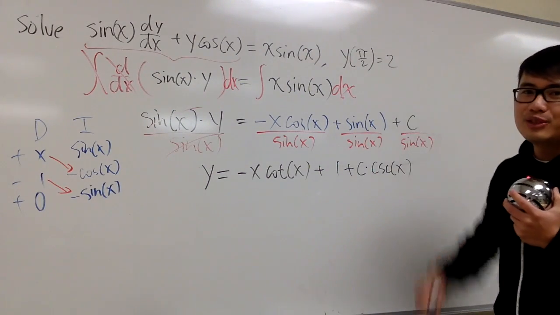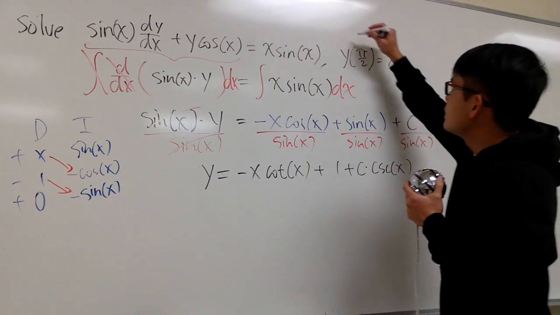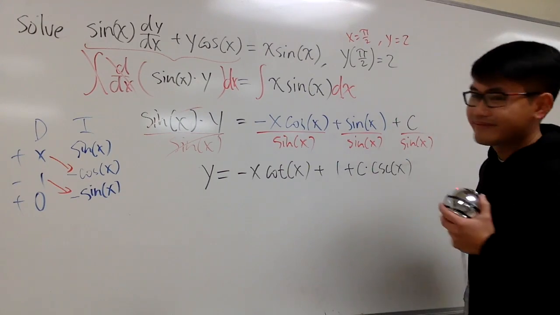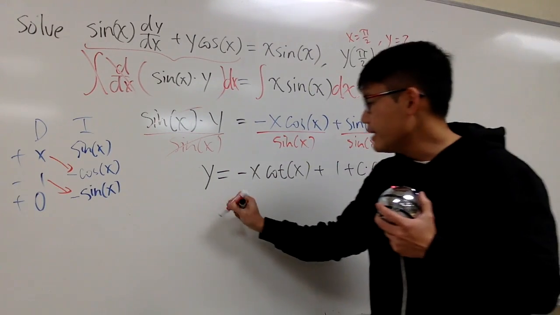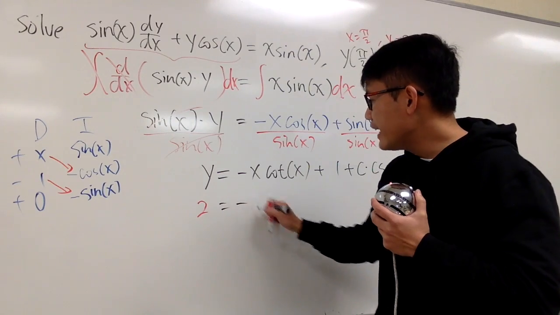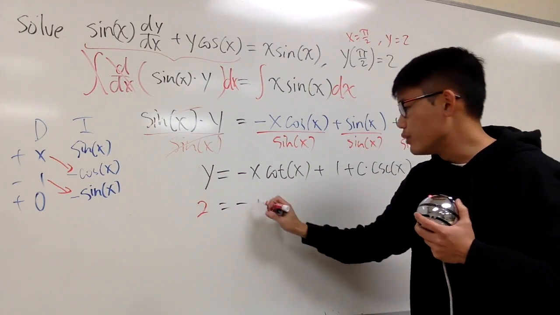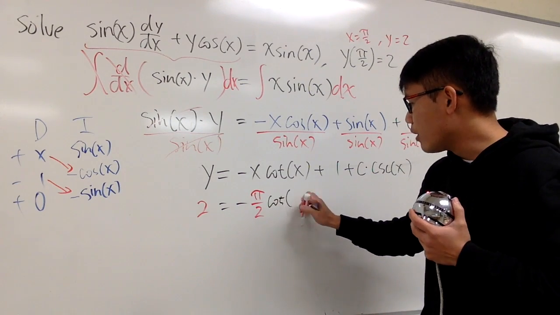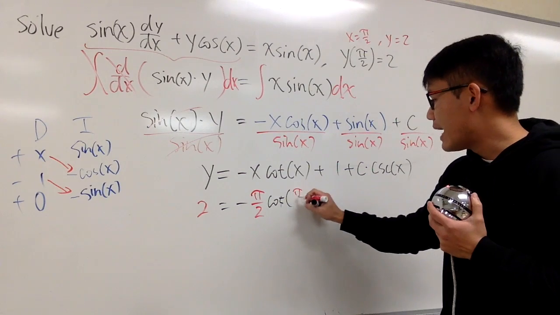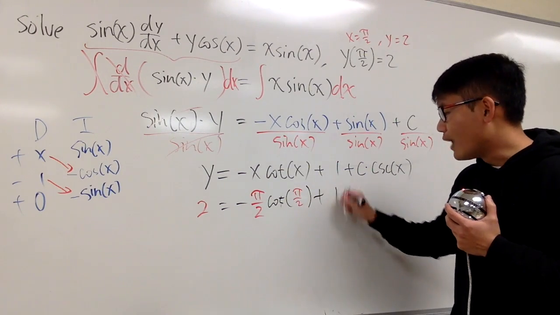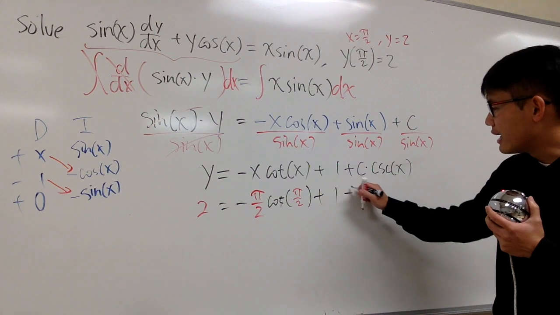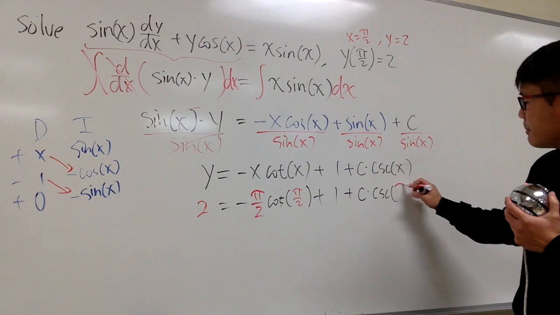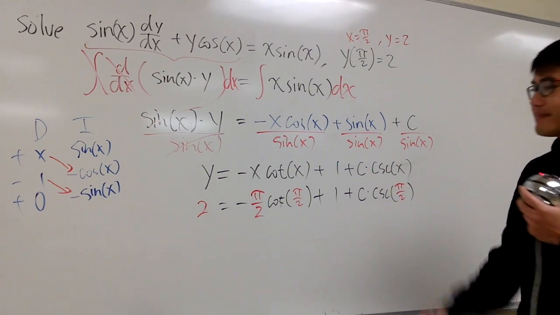However, we do have this initial condition, right? This means when x is equal to pi over 2, we will have y equals 2. So we plug in 2 for y, and this is equal to negative x, where x is pi over 2. So let's also put that down right here. And we multiply by cotangent of x, which is pi over 2. And we add it with 1. And here we have plus c times cosecant, and x is pi over 2, like this.